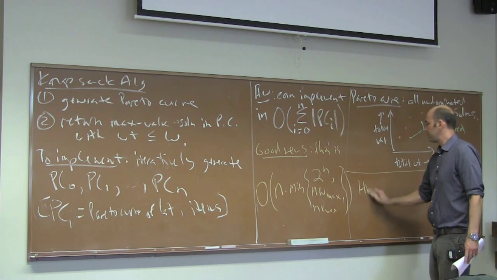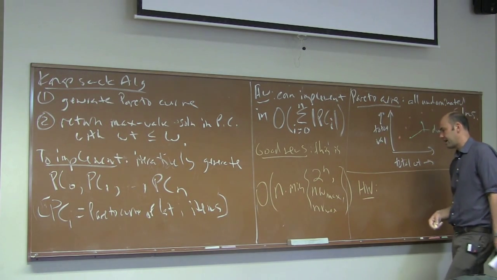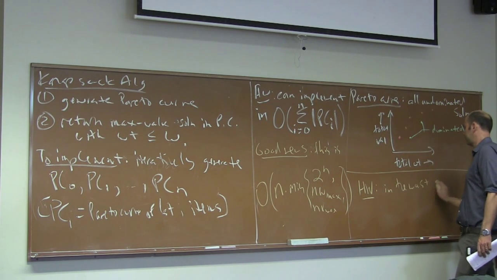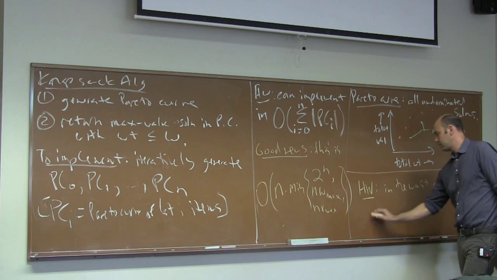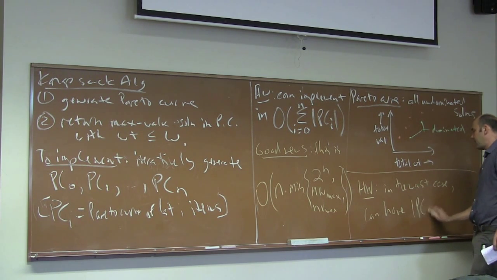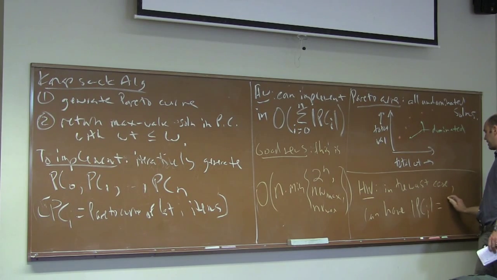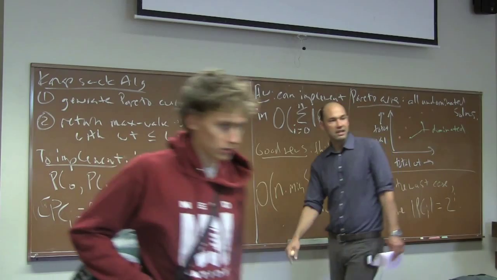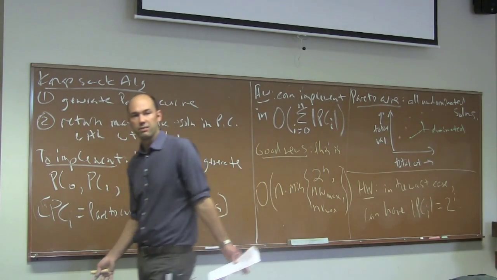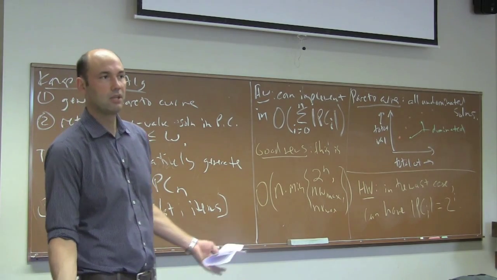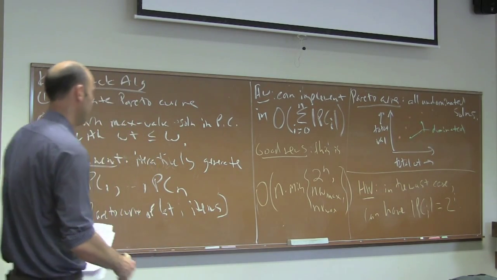I do want to point out, and I'll ask you to work this out on homework, that in the worst case, indeed the size of a Pareto curve can be exponential in the number of items. It can be the case in the worst case that none of the possible feasible solutions, none of the possible subsets of items dominate the other ones. They could all be incomparable. So I'll ask you to think that through.